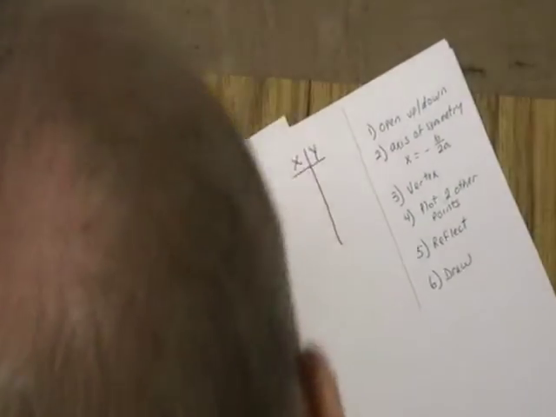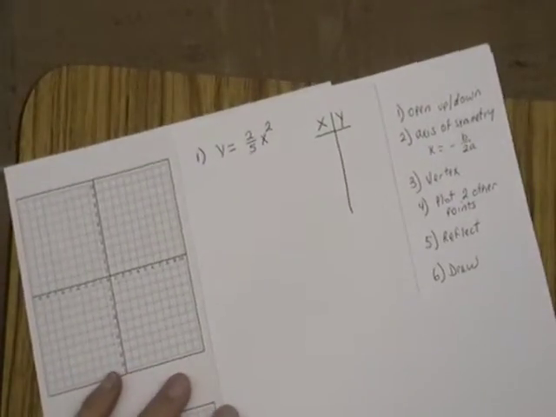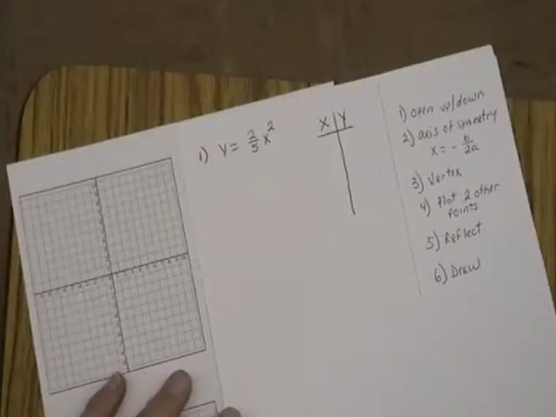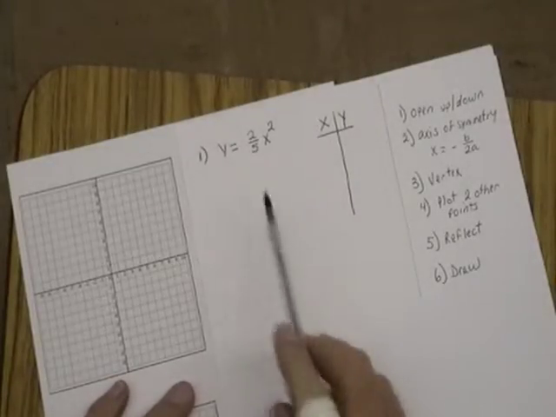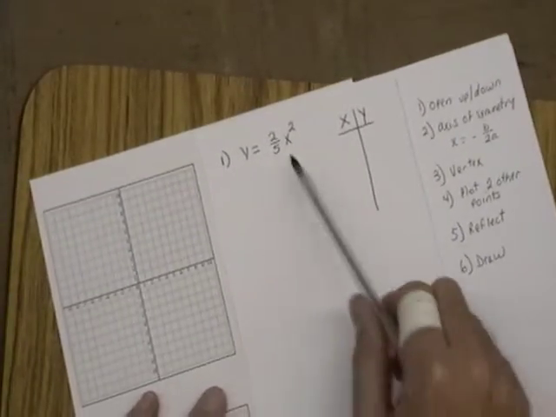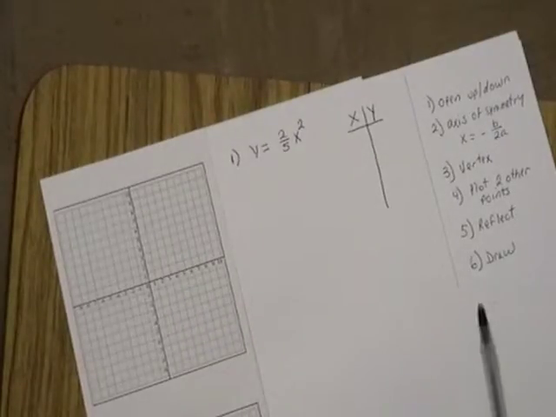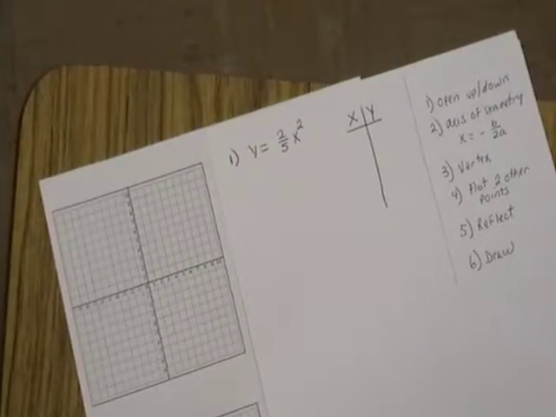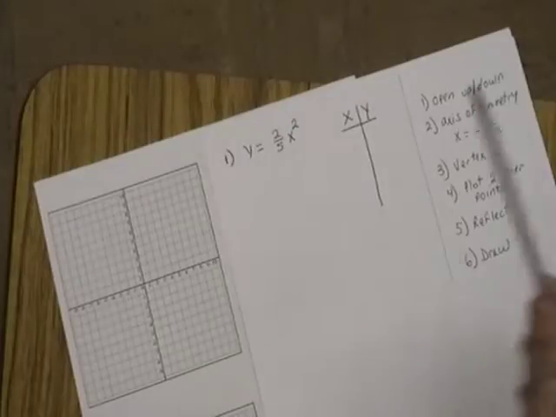Let's take a look at problem number 1 on the test. Y equals 2/5 x squared. We're asked to graph that. And we know that because it's a positive leading coefficient, that it's going to open up. The axis of symmetry is going to be the y-axis because there is no b term. And so we know that it's the y-axis.